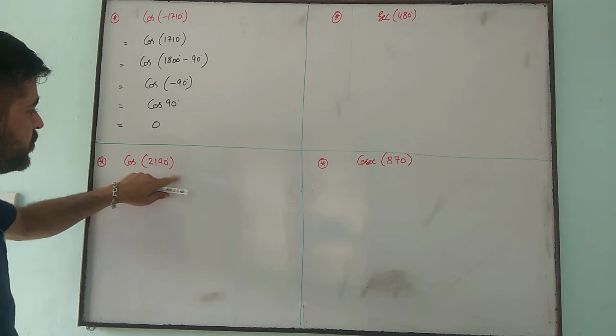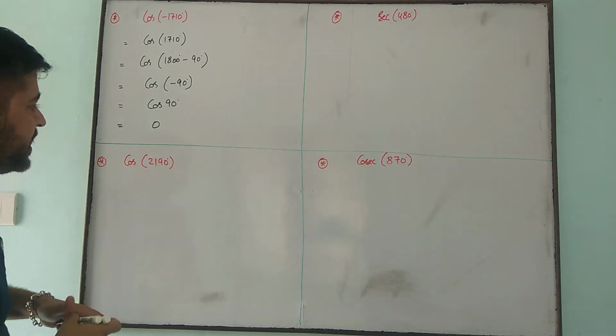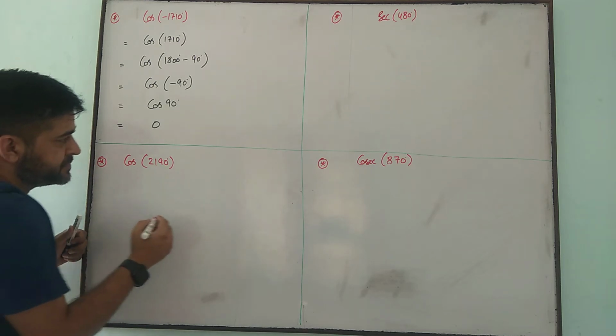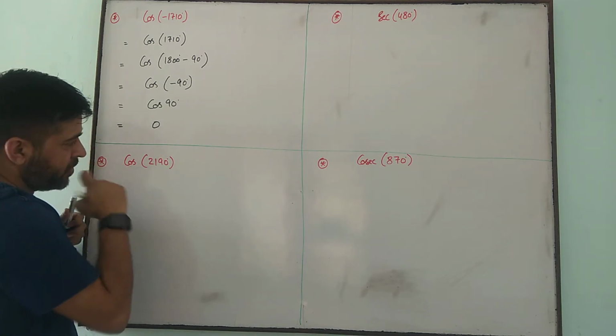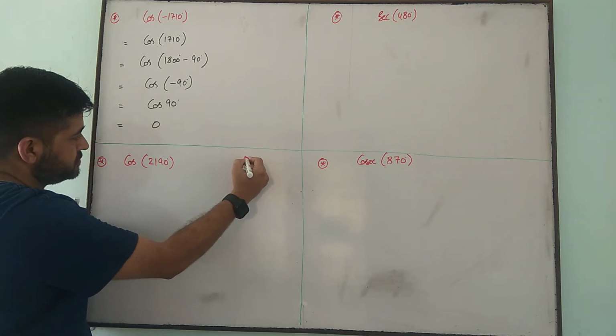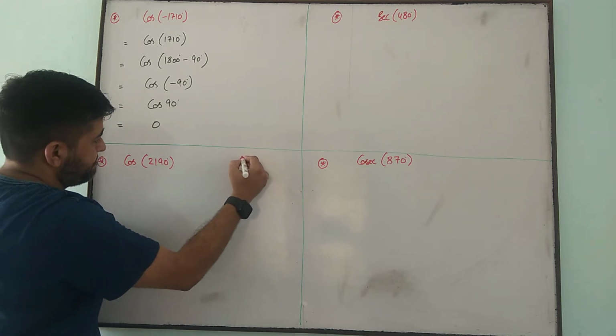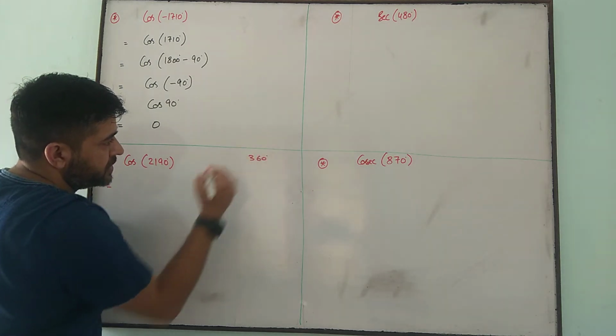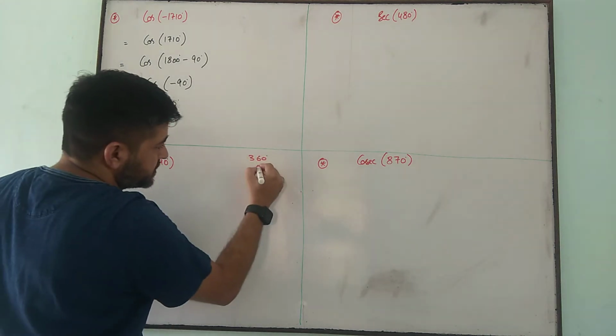Cos 2190. Now it is near to what? For 360 you divide it by 360. 2190, 360 into 6.